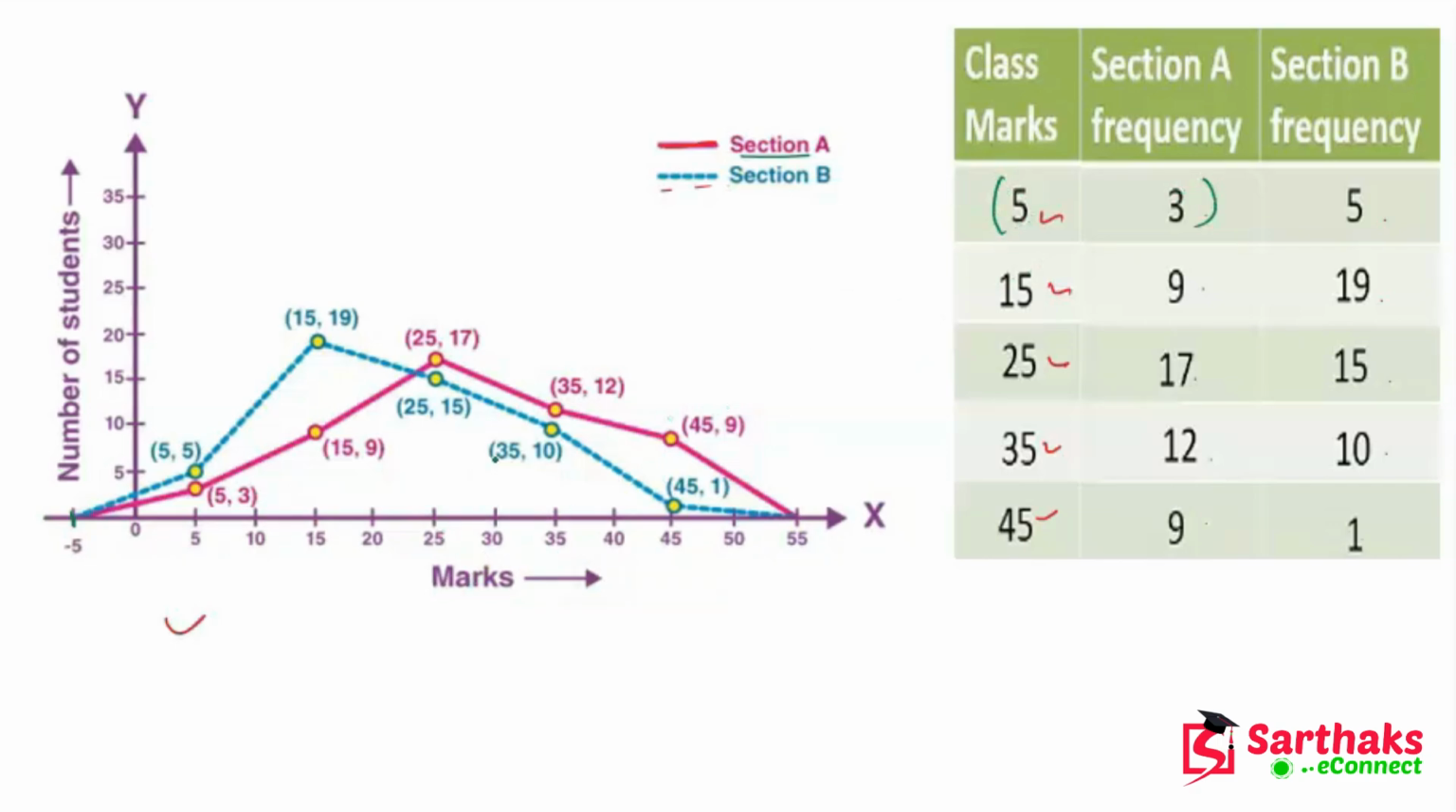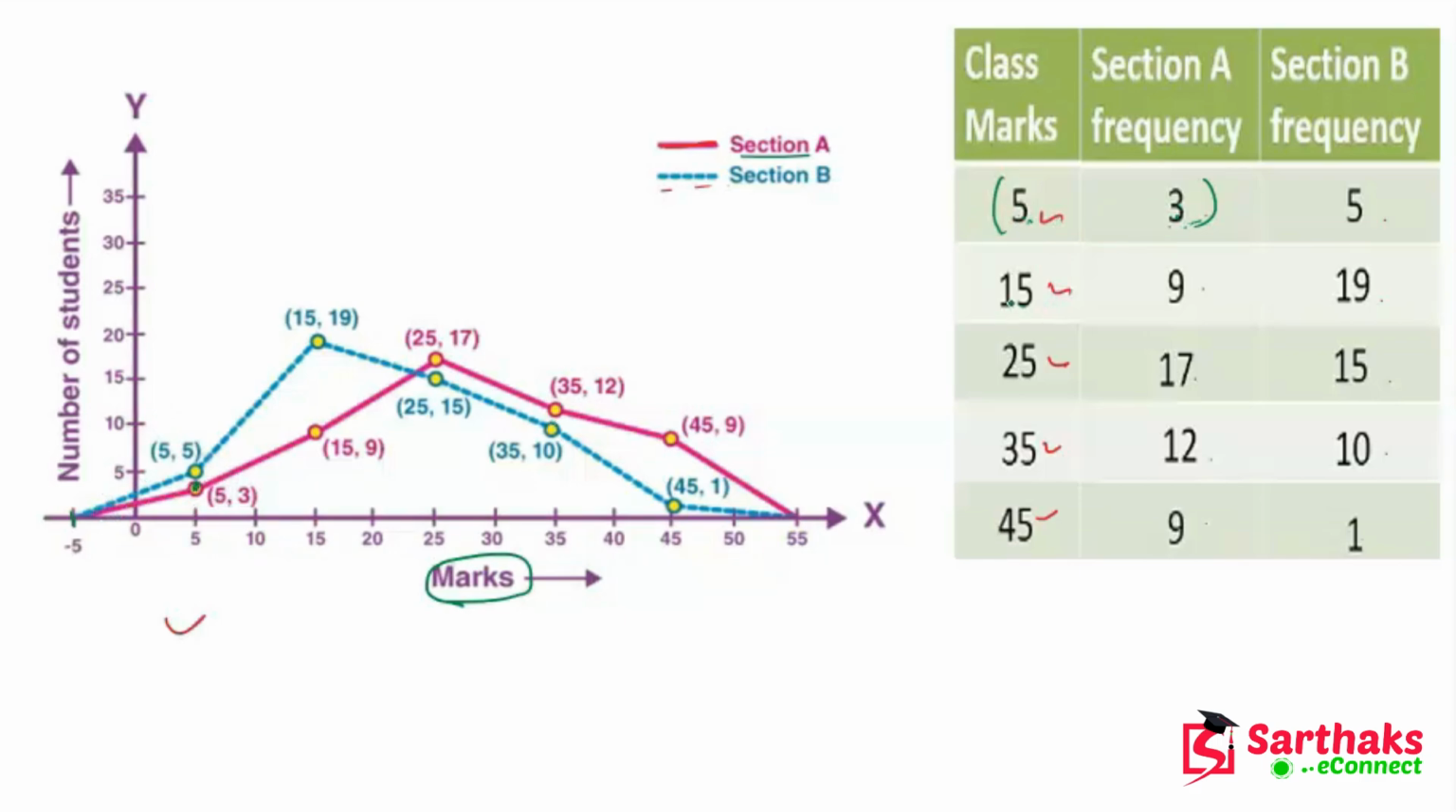Because 5 is the marks, and we know that marks are plotted on the x-axis, and the number of students lie on the y-axis. So this is frequency, which lies on the y-axis. Now we have to plot 5 comma 3. It means 5 on the x-axis and 3 on the y-axis. So here you can see that this point represents 5 comma 3.